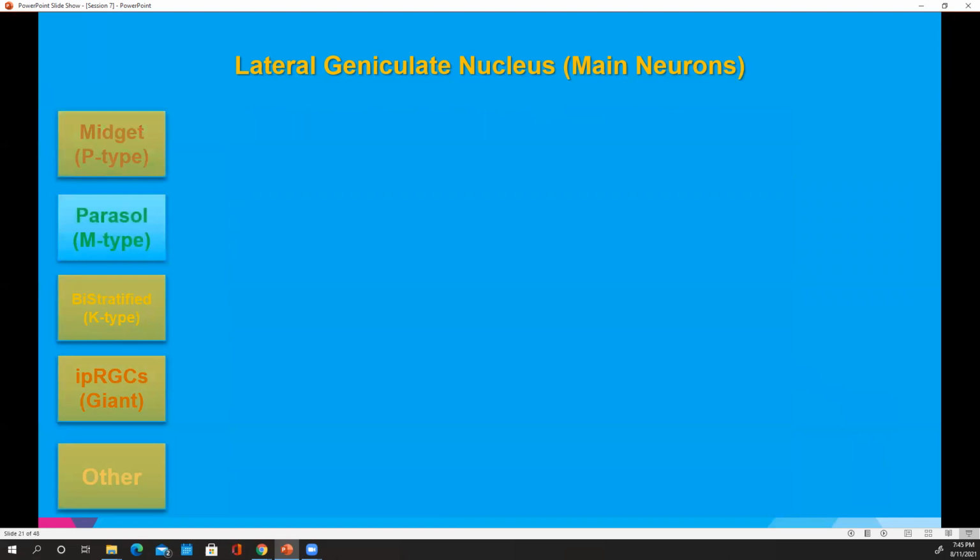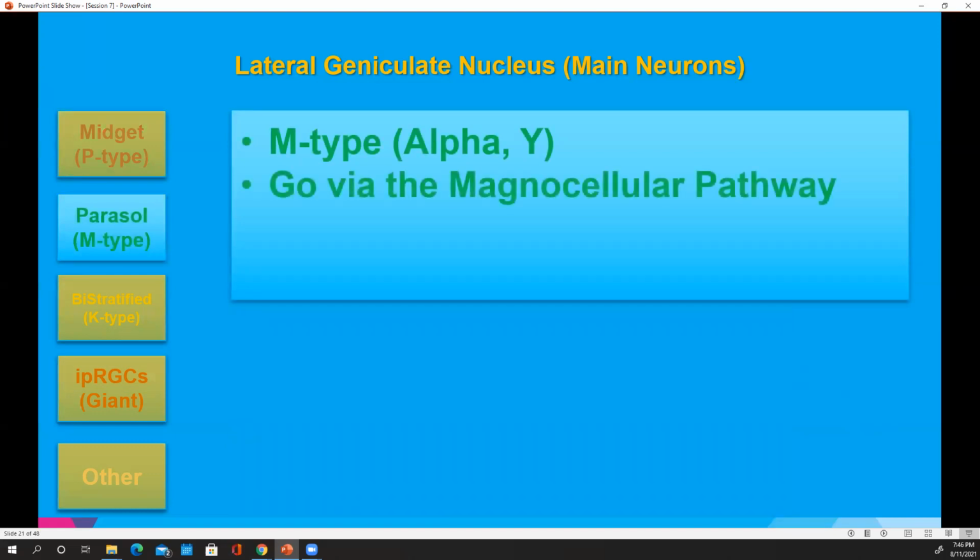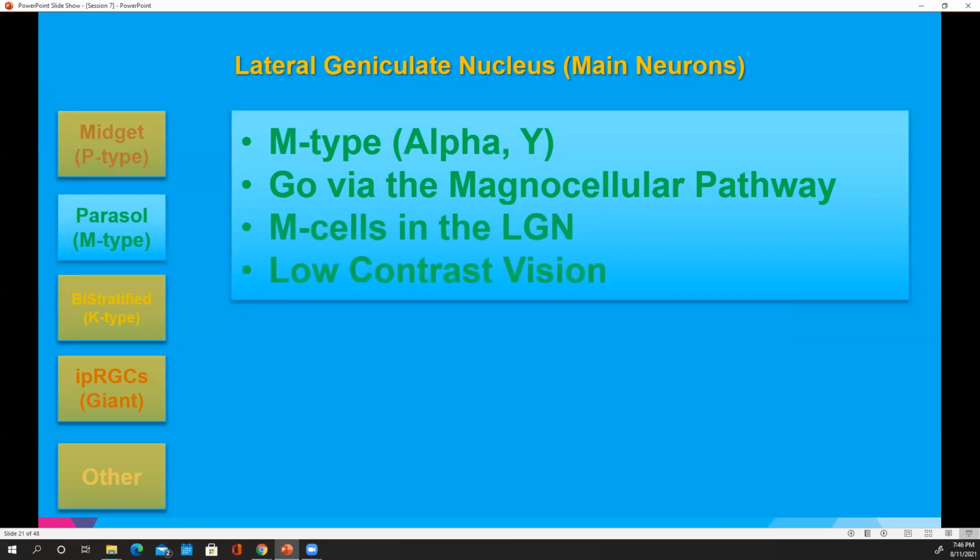Now let's do the parasol cell. It's easy, but you just have to remember the rules. That's all. So parasol cells, you already know, it's umbrella, it's the dendritic tree. We're not talking about the axonal. It's not like it's a parasol when it's in the LGN. That's the axon. We're talking about the dendrite when it's in the IPL, the inner plexiform layer. That's what defines a parasol cell. It's an M type or alpha. M type means the magnocellular pathway. Now you know why it's called that. It's the M cells or the magnocells in the LGN, and it's low contrast motion for M, motion, right?